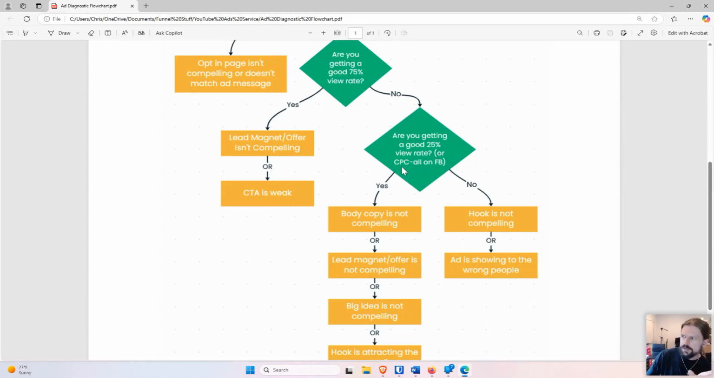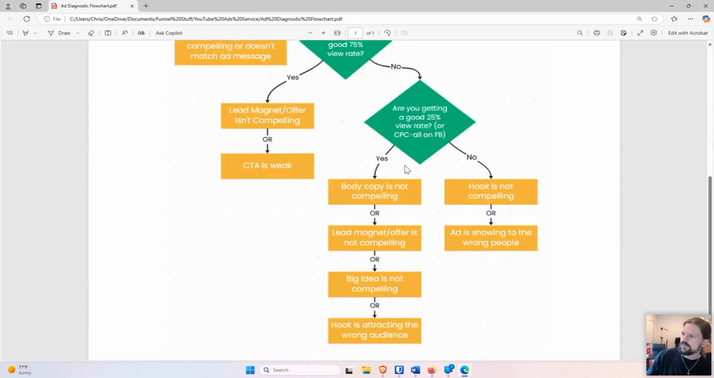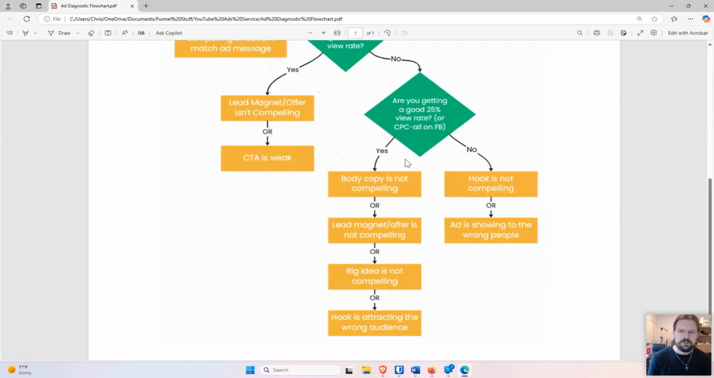But if you are getting a good cost per click all, but you're not getting a good cost per link click, what that means is that you're getting people's attention, but you're not generating enough interest for them to actually click on your link. So you're getting their attention just enough that they'll click on the see more and keep reading, or they'll click on the video and start watching the video, but then the rest of the ad or the video is not compelling enough to get them to take the next step.